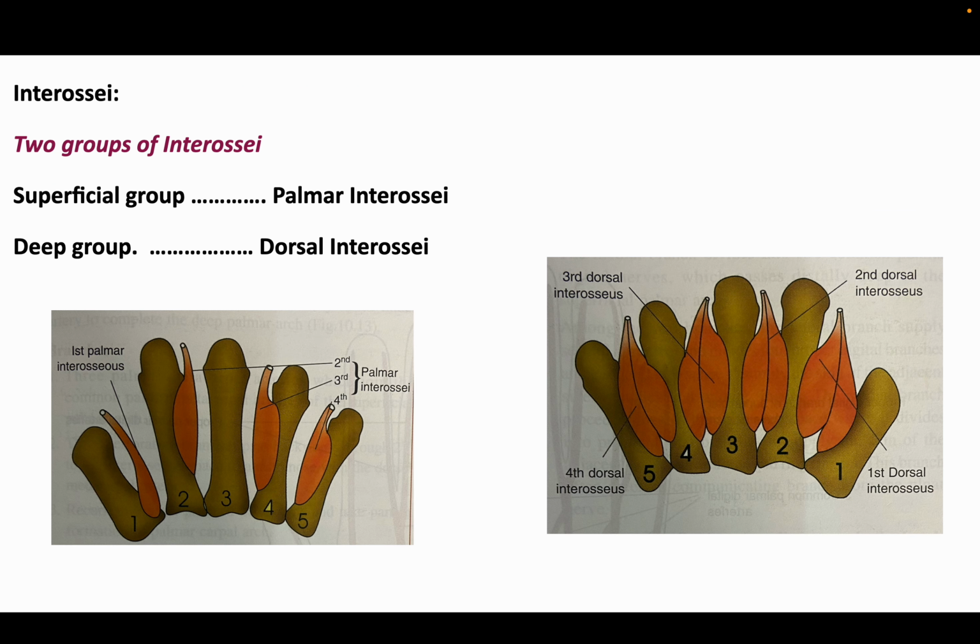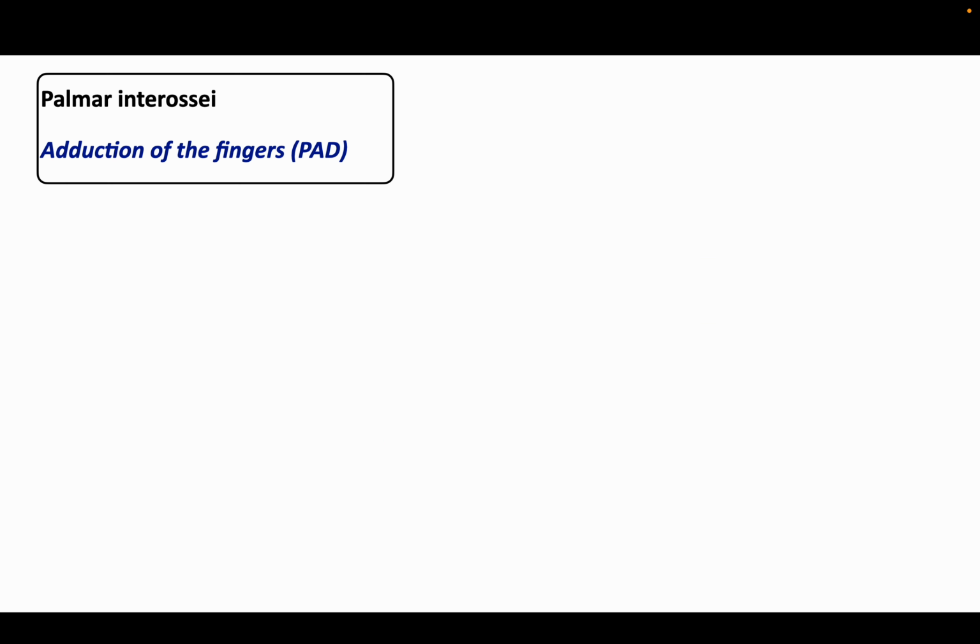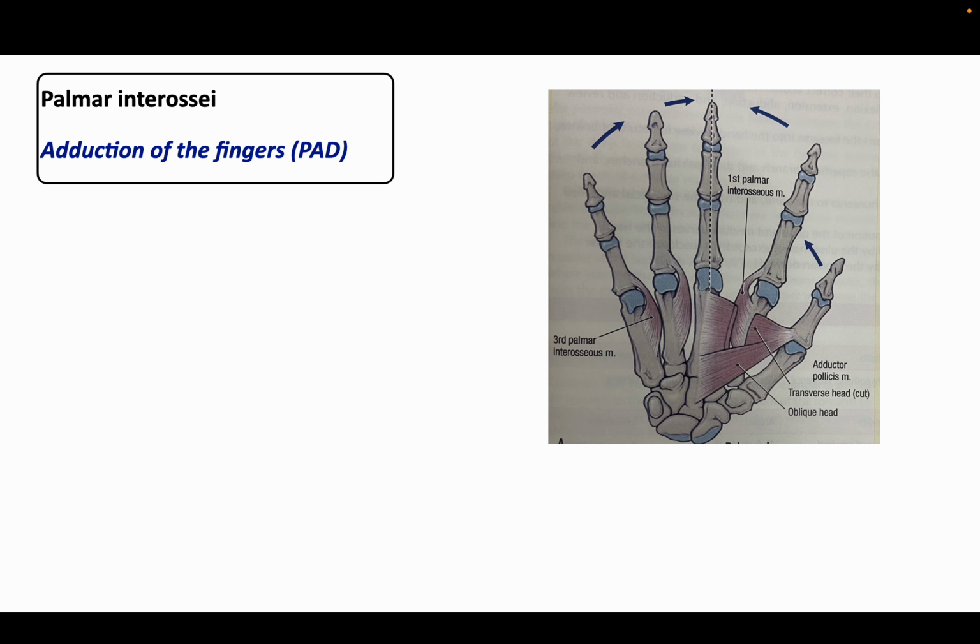Next is the interossei. There are 2 groups of interossei, superficial and deep. The superficial are called palmar interossei, and the deep are called dorsal interossei. First, we will discuss the palmar interossei. The main action of the palmar interossei is adduction of the fingers. You can use the mnemonic PAD: P for palmar interossei, they do adduction, that is, add. PAD.